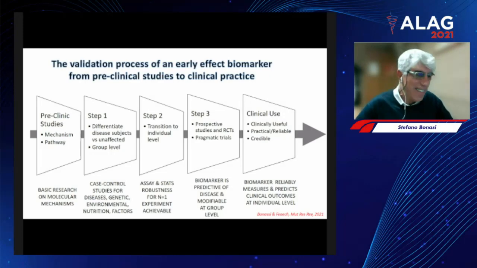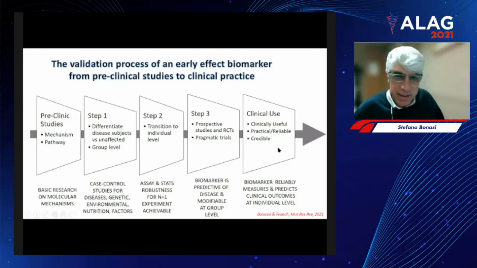And therefore, we published this month, together with Michael Fenech from Adelaide, a position paper, just to try to define what the process could be for a biomarker to go from the laboratory to clinical practice, to individual risk assessment. And actually, it's quite a long way. We make the example of cholesterol, which from the laboratory is now currently used in clinics.